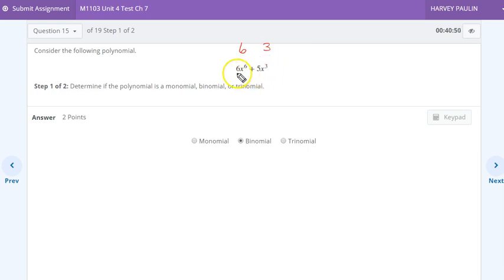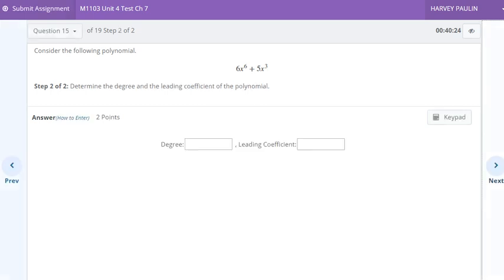So what would be your leading coefficient? Well, the leading coefficient is the coefficient of the highest degree. So in this case, it happens to be also a 6. And the variable is x to the 6th. Okay, so they didn't ask that, but that's something they might ask. Oh, they're asking it here. Good.